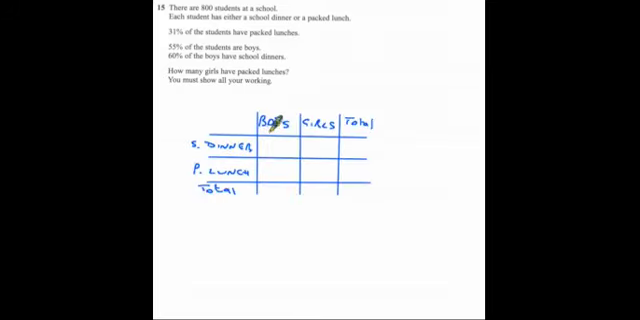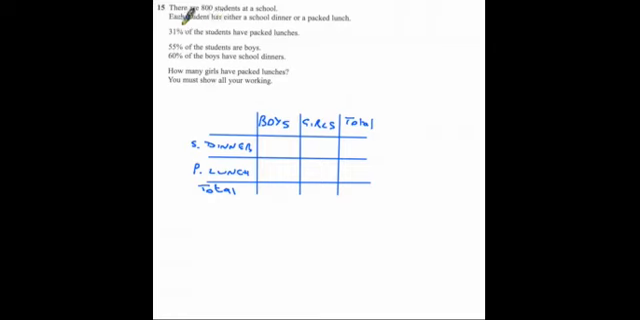A question like this, we can see that these students have been split into two categories. We have girls and boys, and we have school dinner or packed lunch. So an ideal way to answer this is with a two-way table or a possibility space. Let's draw one of those. Okay, now we have the categories. So boys and girls, school dinner, packed lunch, and we have the totals.